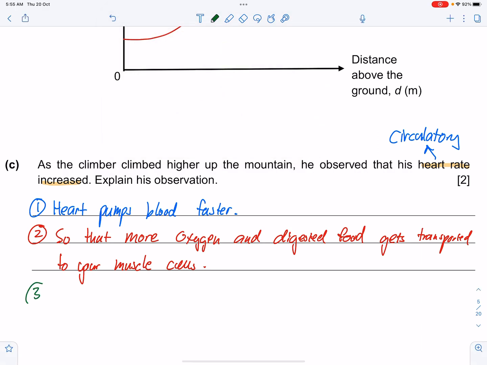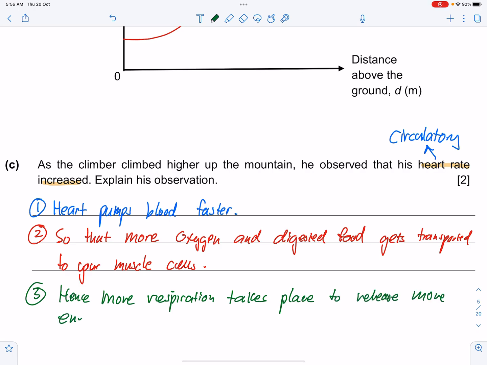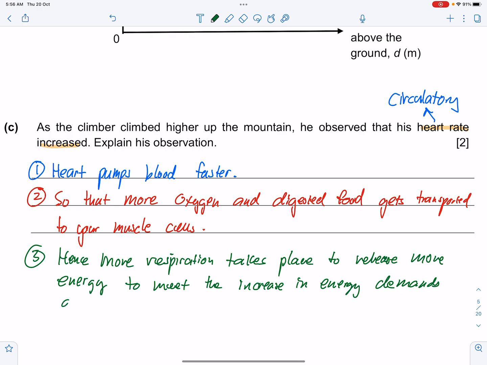And then after that: hence, more respiration takes place to release more energy to meet the increase in energy demands as he climbs the mountain.